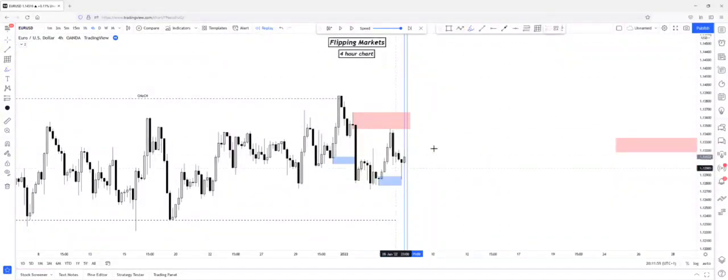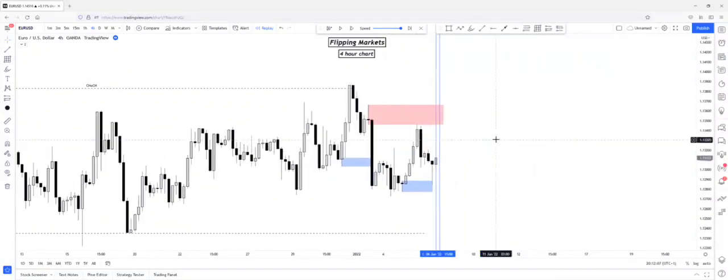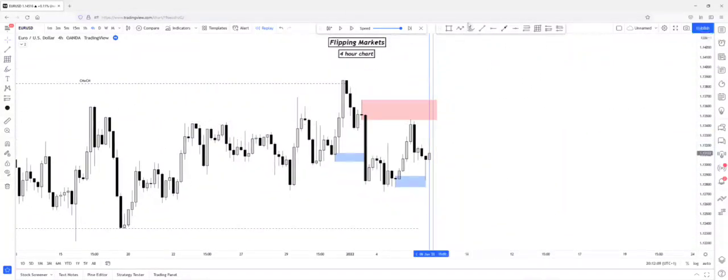So basically, our session almost opens. As you can see, before the session opened, price reacted on this demand zone right here in the London session. And I will switch to the 15-minute chart and you will see it more clearly, I believe.